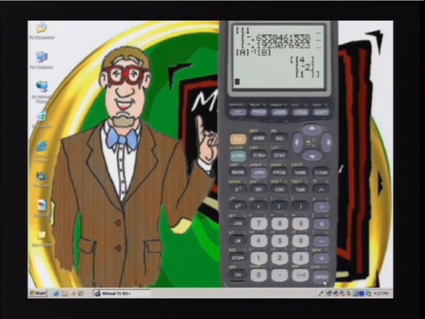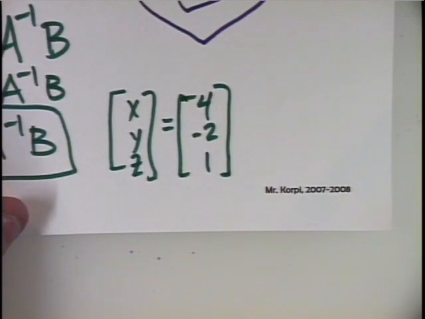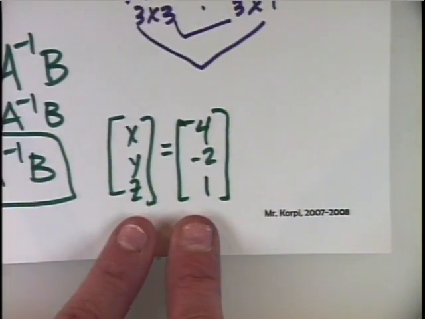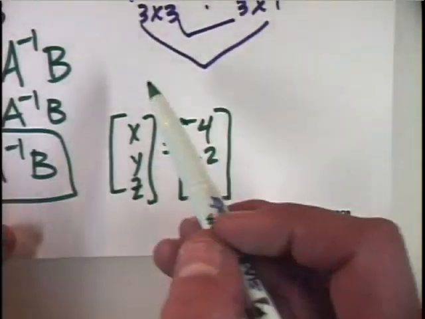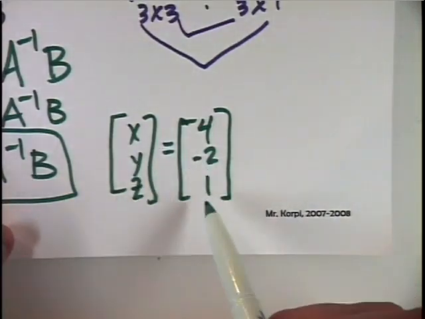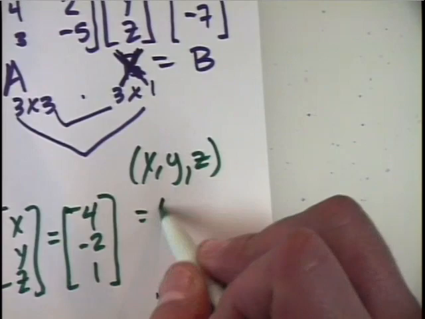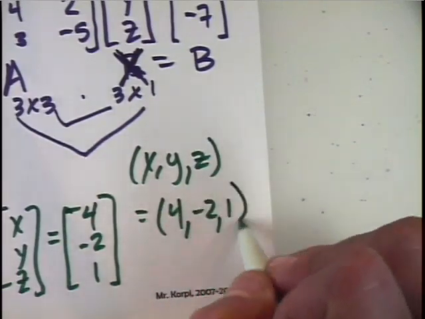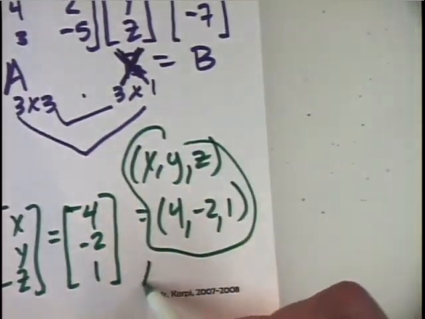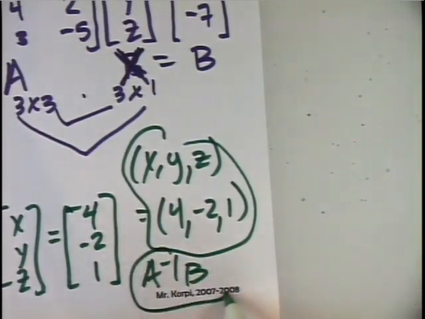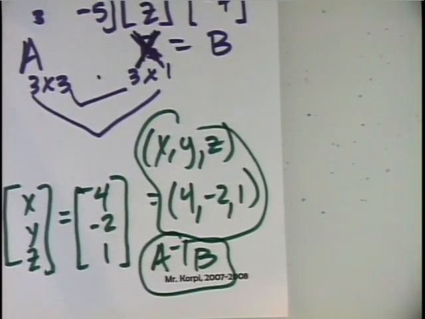I get a 3 by 1 generated, and it tells me that the x is 4, the y is negative 2, and the z is 1. So this is essentially what the calculator is telling us. X is 4, y is negative 2, z is 1. So the solution, x, y, z, if you want to write it as an ordered triple, is 4, negative 2, 1. And boy, that whole A inverse B trick is very nice now that we know how to do it.